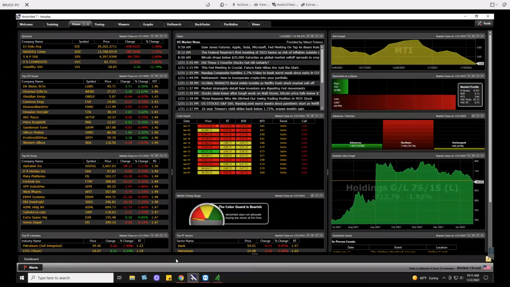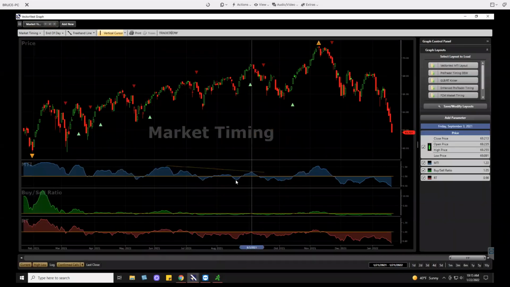we also looked at the MTI, which is below 0.6. We looked at the BSR. Now, VectorVest has another tool in their market timing, which is called a confirmed call, or a confirmed uptrend, or a confirmed downtrend. So let's take a look at that. If you see this little red arrow right here, that was the last time they had a confirmed downtrend. And that was on November 22nd, right around Thanksgiving.